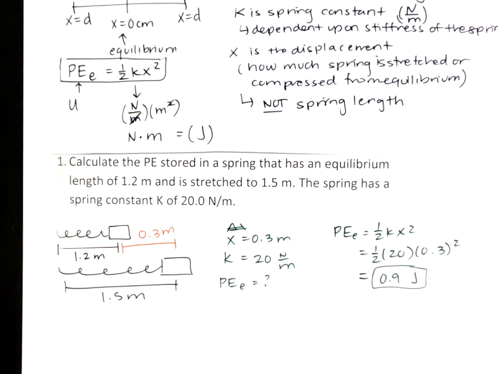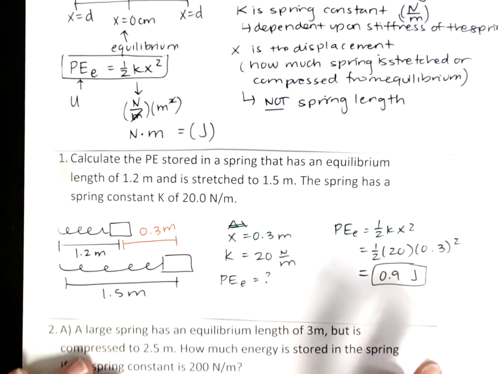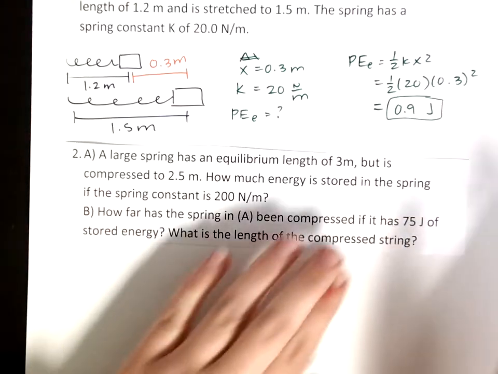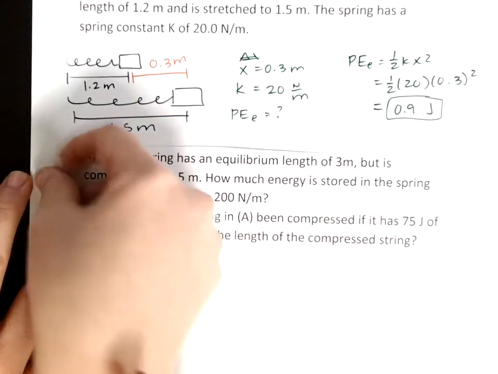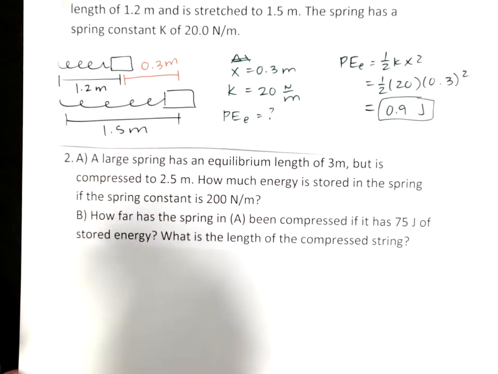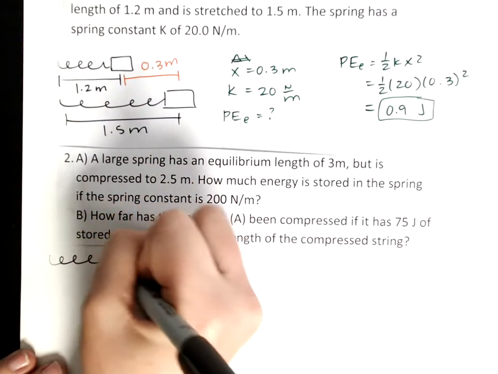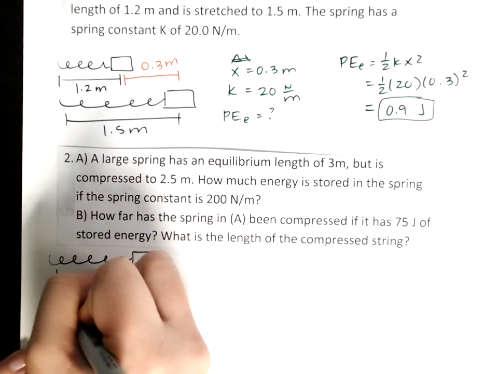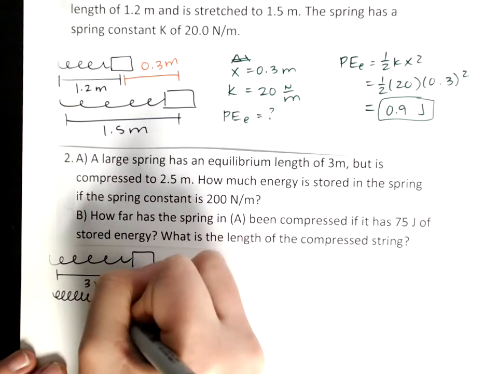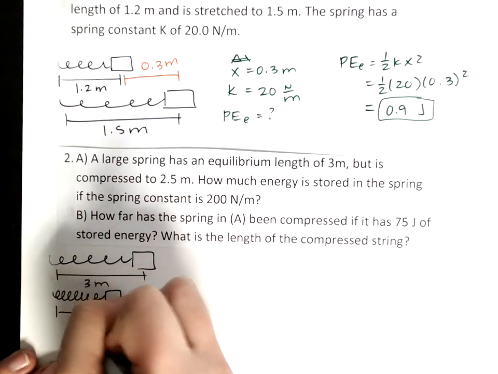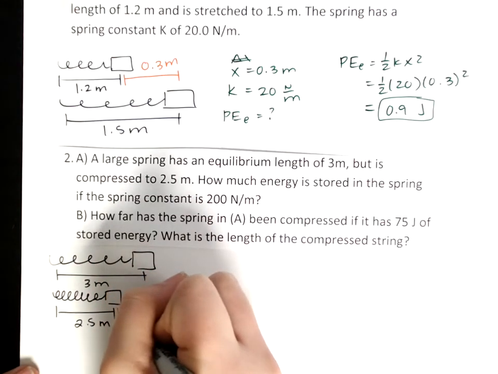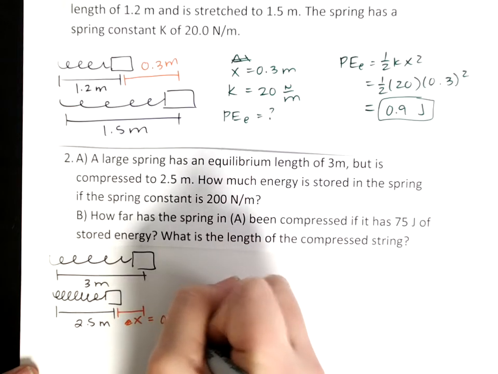Let's do one more example. A large spring has an equilibrium length of 3 meters, but is compressed to 2.5 meters. So its equilibrium length is 3, and when it's compressed, the spring is more tightly bound. So its delta x is how much it changes by, or just x, sorry. x is equal to 0.5 meters.